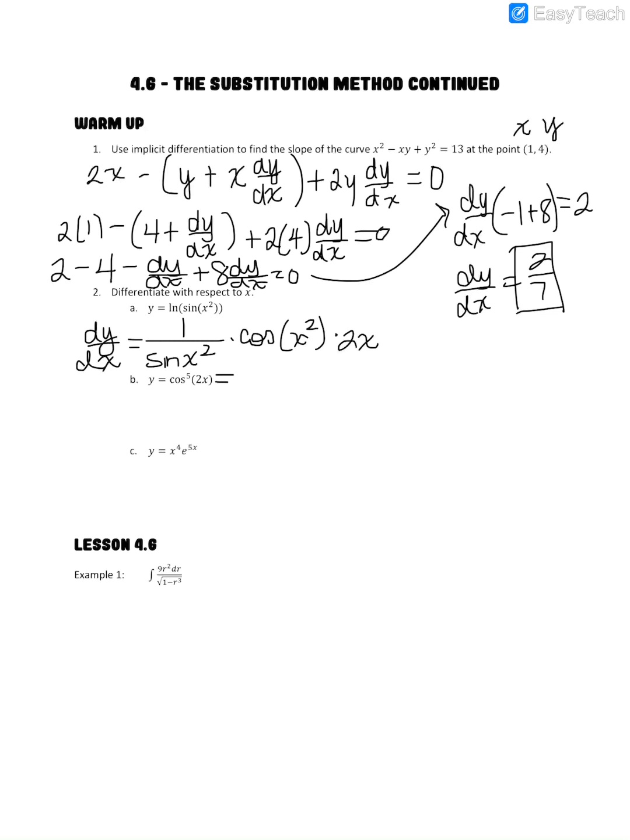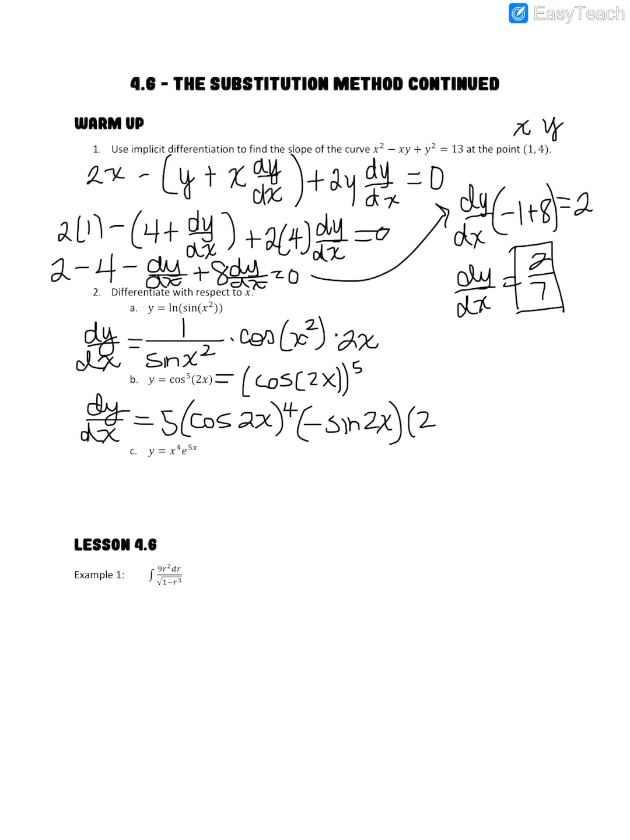Okay, next one, I'm going to rewrite it. Cosine of 2x to the 5th. Okay, so this is chain rule. So we start by bringing the 5 down in front, keep the inside the same, drop the 5 down to a 4. Next, we want to do the derivative of cosine. So negative sine, keep the 2x the same. And lastly, the derivative of the 2x, so 2.